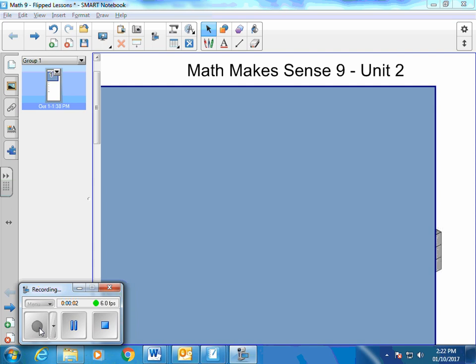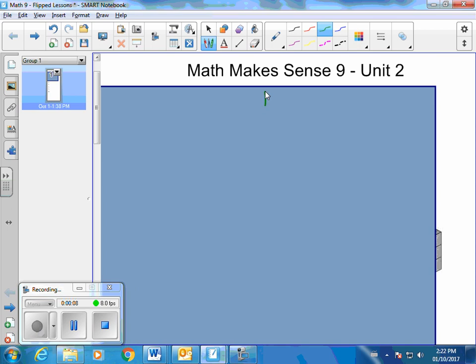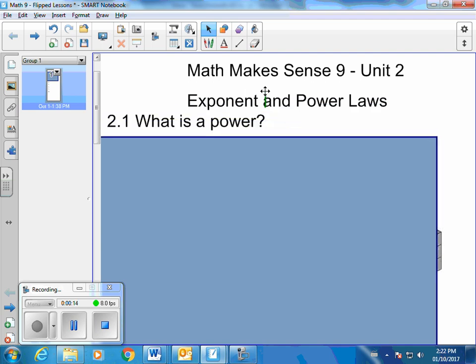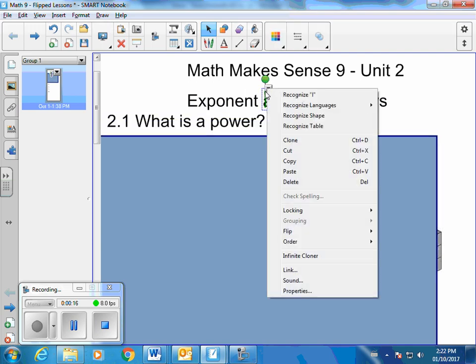Welcome to Mr. Waldal's math class. We are looking at the grade 9 Math Makes Sense textbook. We're looking at unit 2, and we are actually looking at exponents and power laws today, starting with lesson 2.1.